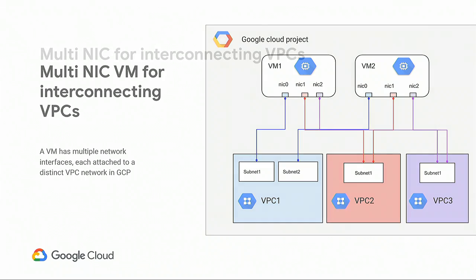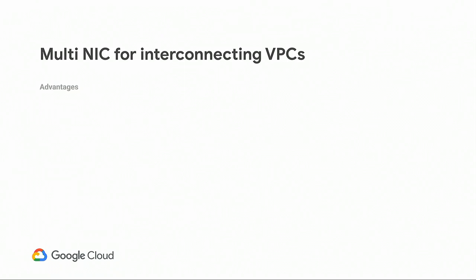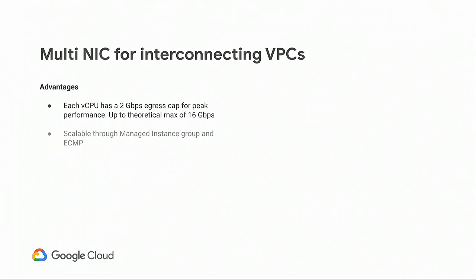Now, with this approach, what are the major advantages, right? So each core or vCPU of the VM has a peak performance of 2 gigs. And if you leverage 8 cores, you get 16 gigs. But adding more than 8 won't give you higher throughput. But this is, again, soon to change. You can also scale through managed instance group and ECMP routes.